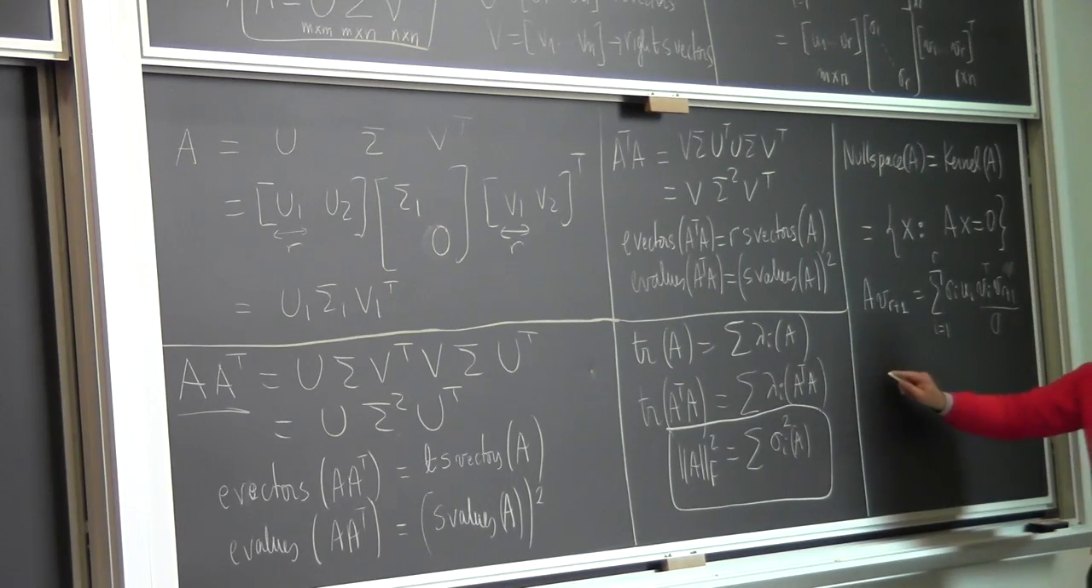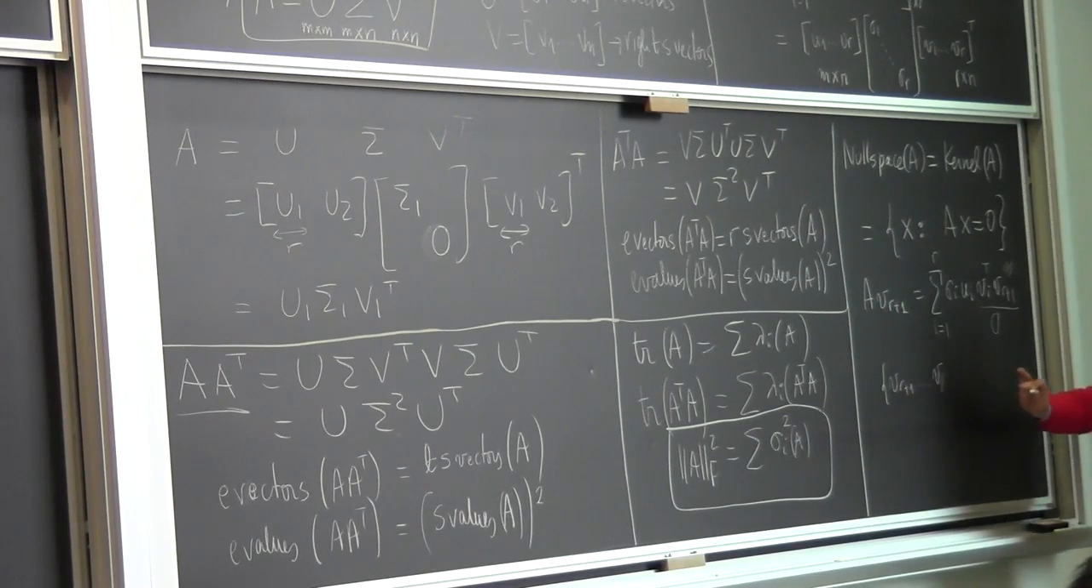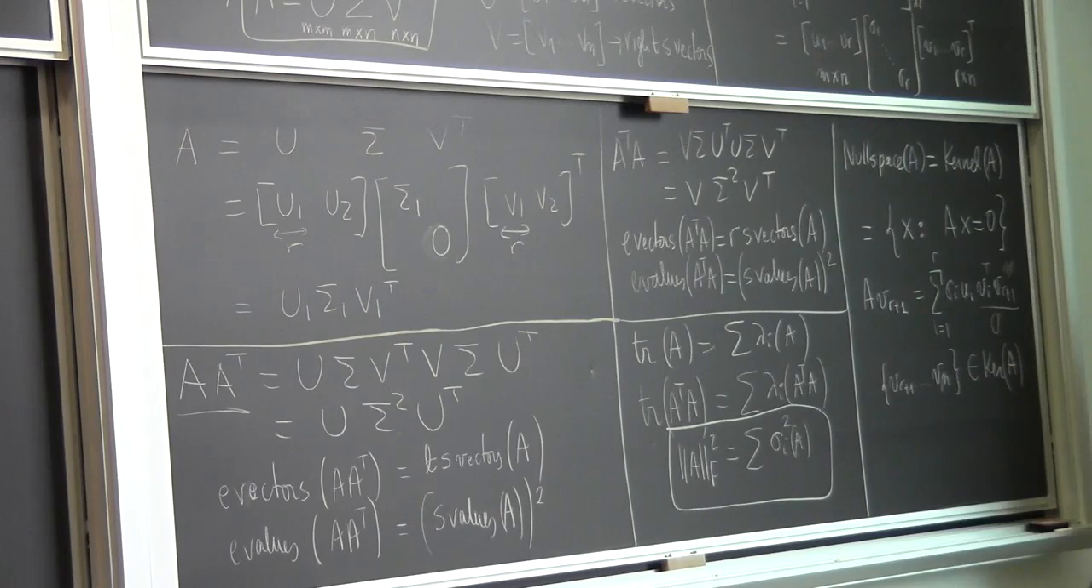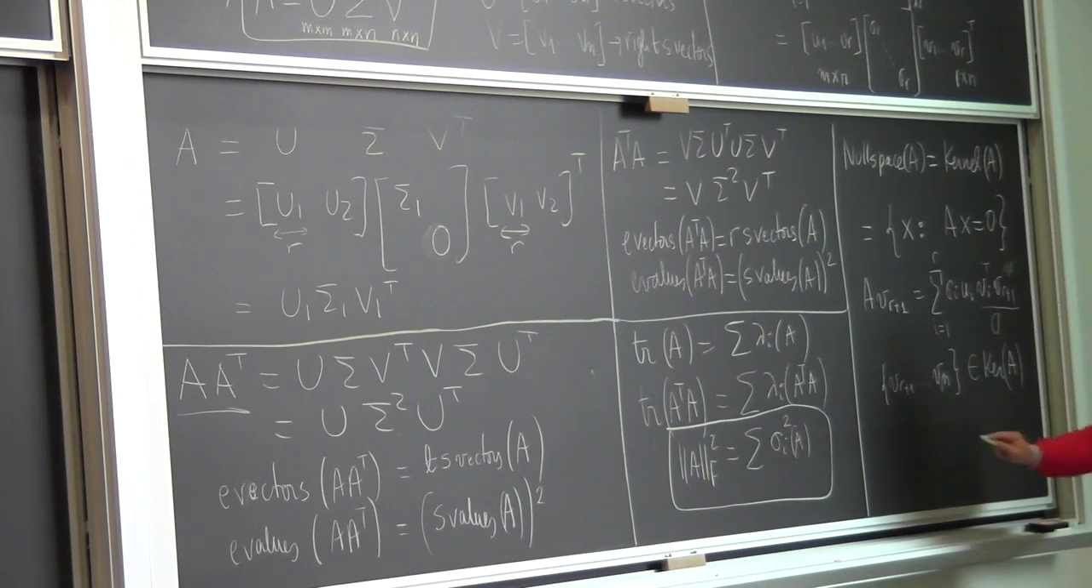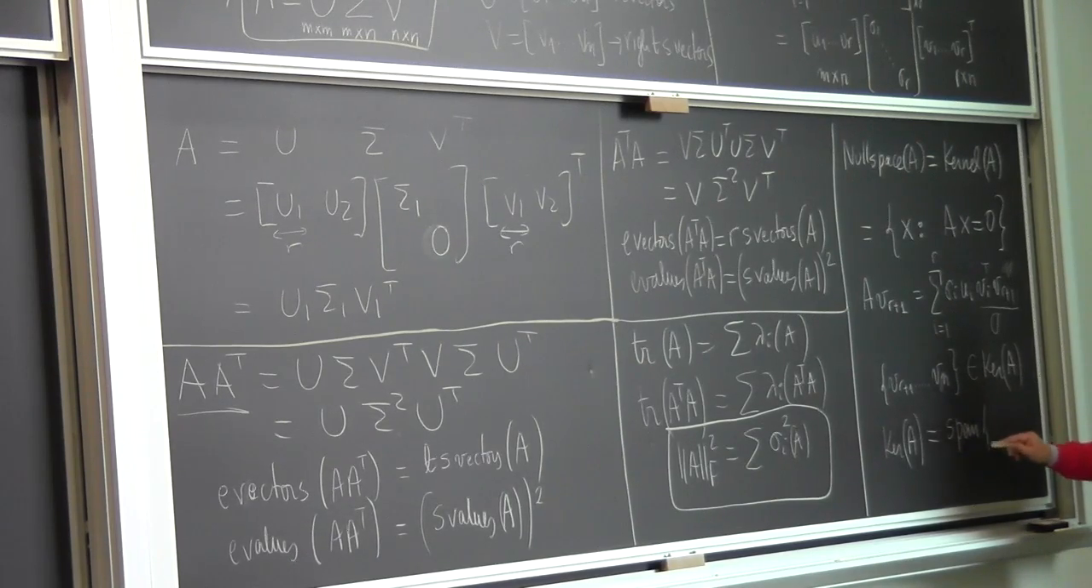So what this means is that v r plus 1, up to v n, what is the last one? M or N? N. All of these guys belong to the kernel of A. Right? Because if I multiply A by all of these v's, I get 0. So they're all in the kernel. Okay? But in addition, they're all independent from each other because they're perpendicular to each other. Vectors that are perpendicular to each other are all linearly independent. And so what that should tell you is that the kernel of A is exactly the span of all of these vectors.